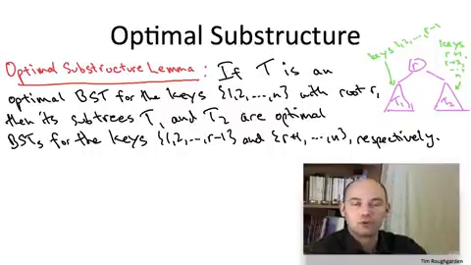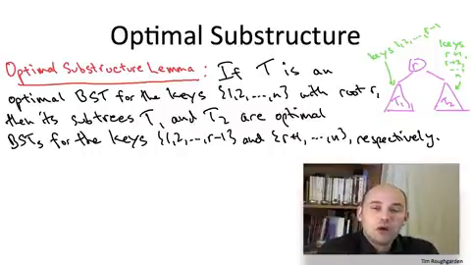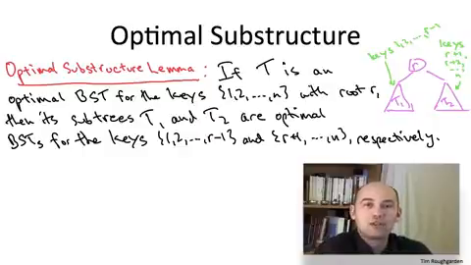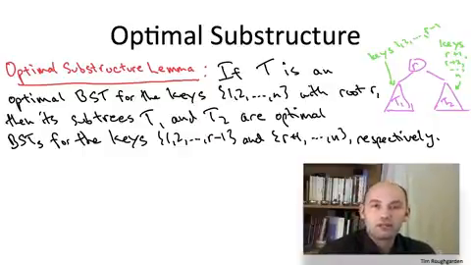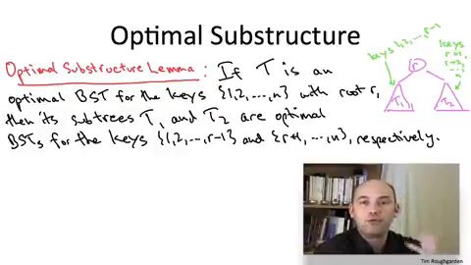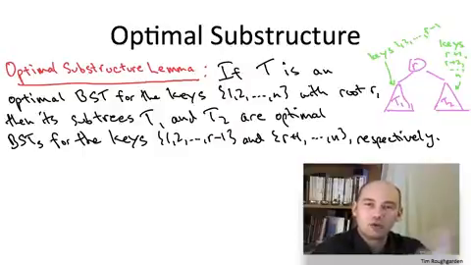As usual, we're assuming these are in sorted order. Whereas the right subtree T2 has to contain exactly the keys R+1 through n. Moreover, T1 and T2 are in their own right valid search trees for these two sets of keys. And finally, and this is what we proved in the last video, they're optimal for their respective subproblems. T1 is optimal for keys 1 through R-1 and the corresponding weights or probabilities, and T2 is optimal for R+1 through n and their corresponding frequencies.